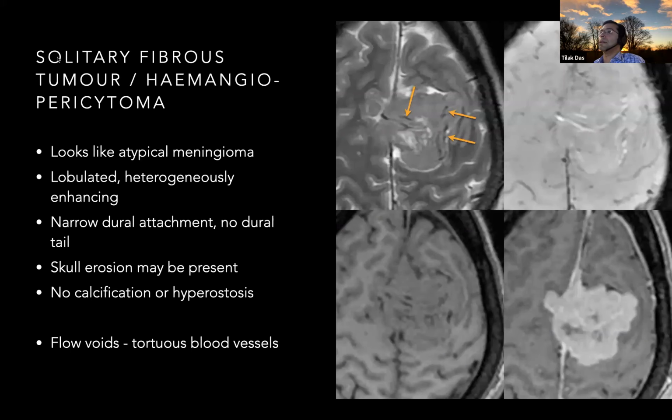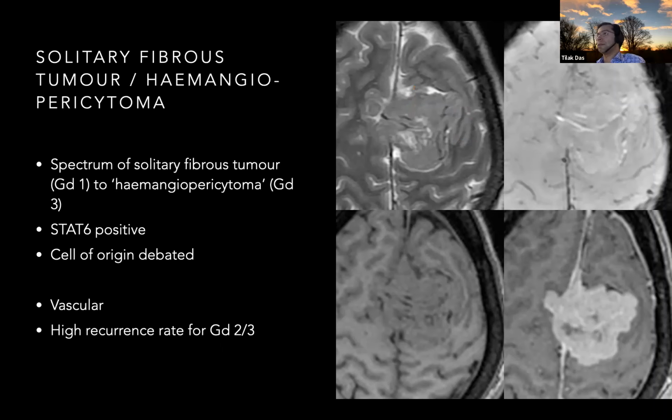Hemangiopericytomas are now part of a spectrum of solitary fibrous tumors. So they're not a separate type of lesion. And they often don't have any calcification. You may get some bone erosion. And as some of you said, perhaps no dural tail. But the flow voids are quite helpful to identify these, or at least suggest these.